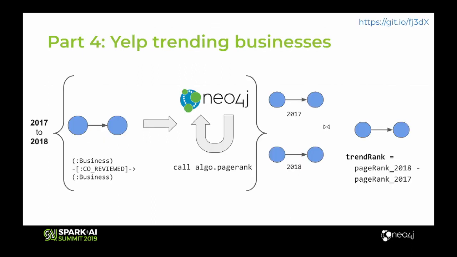So what we want to do in this part 4 is we take two input graphs, our graph projection that we built earlier, the business co-reviewed business projections on the left-hand side, which means two businesses are connected if they have been reviewed by the same user. We want to run PageRank on both of those snapshots from 2017 and 2018. We want to bring those graphs back together, and then we compute something we call trend rank, which is basically the difference between the PageRank of 2018 and the PageRank in 2017 to find out which businesses have an increasing popularity.